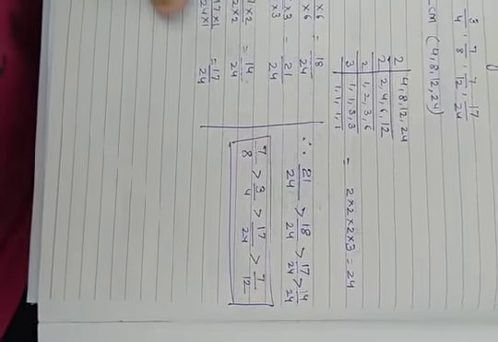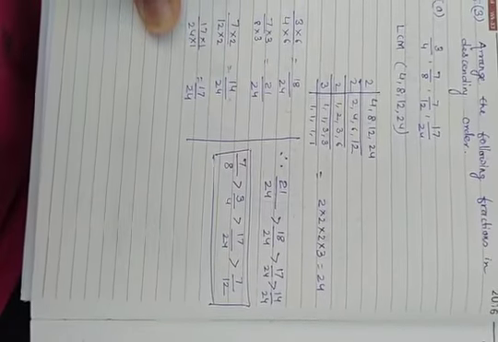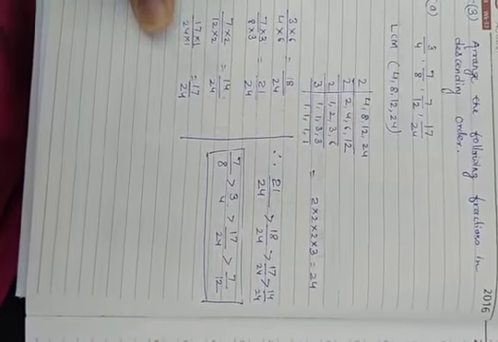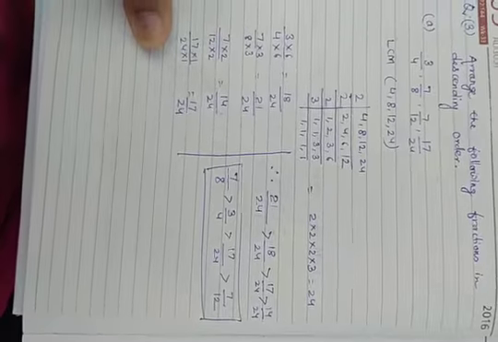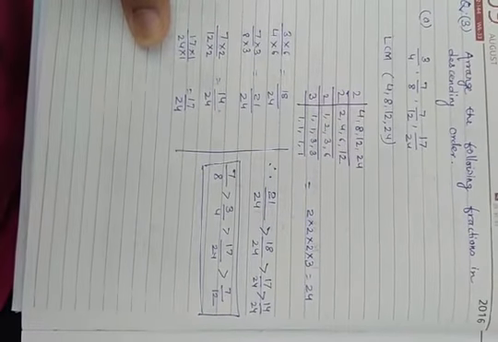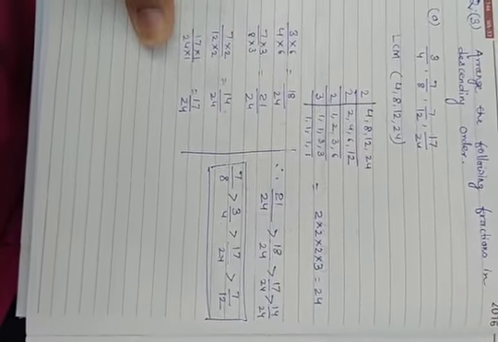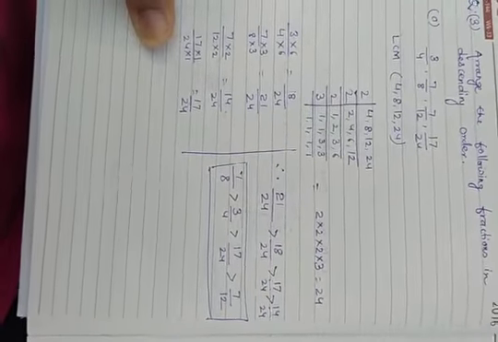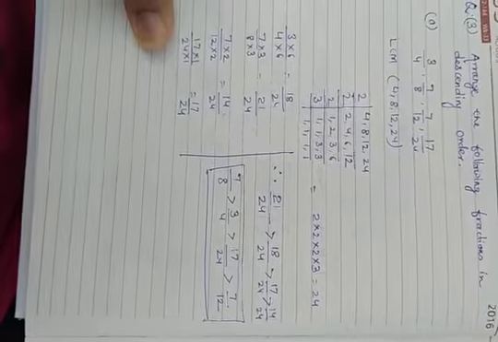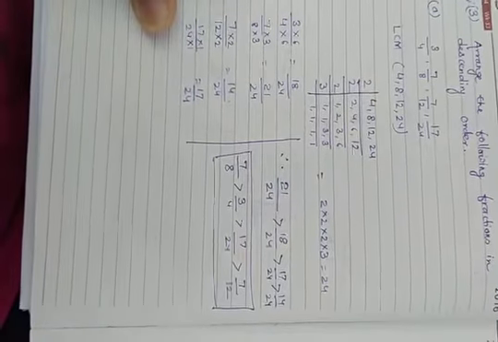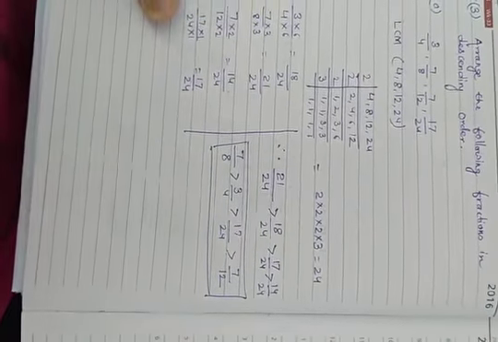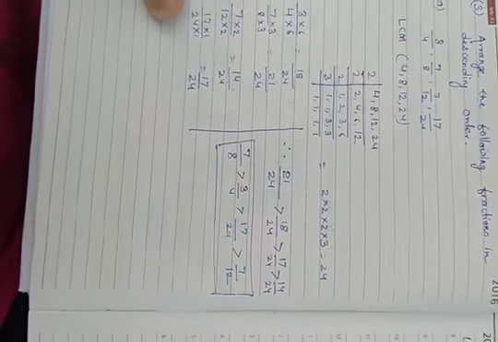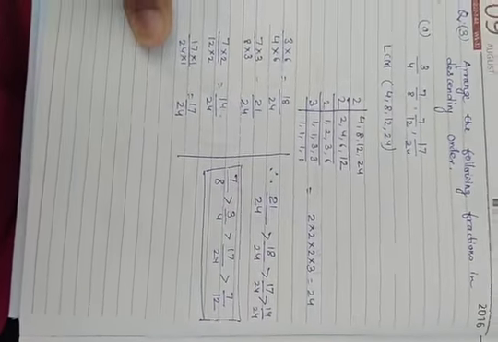See again the arrangement in the descending order. Here we need to write the greatest fraction first, above all. Okay, greater to smaller. This is the pattern of writing the descending order. So 7 by 8, then 3 by 4, 17 by 24, then 7 by 12.